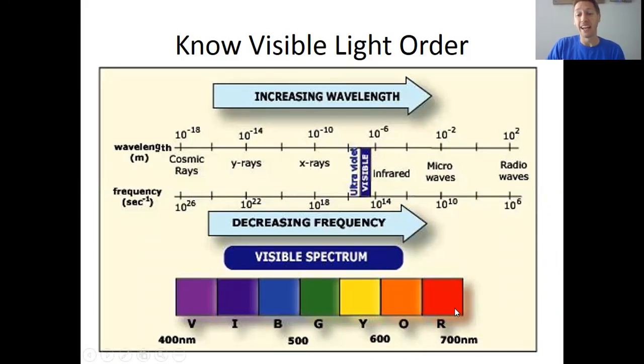You should be aware about the visible light order for the homework assignments. Red has the longest wavelengths, and it's about 700 nanometers. And violet has the shortest wavelength, around 400 nanometers. So you should be aware of those two numbers. 400 nanometers corresponds to violet, which is one end of what we can see, and red is 700 nanometers, which corresponds to the other end of what we can see.